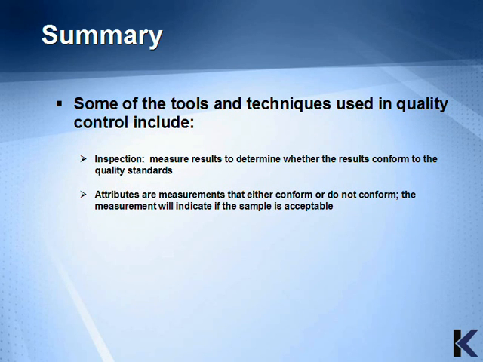Some of the tools and techniques used in quality control include inspection, which measures results to determine whether the results conform to the quality standards. Attributes are measurements that either conform or do not conform. The measurement will indicate if the sample is acceptable.